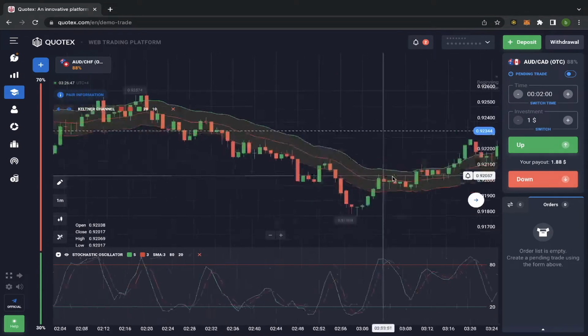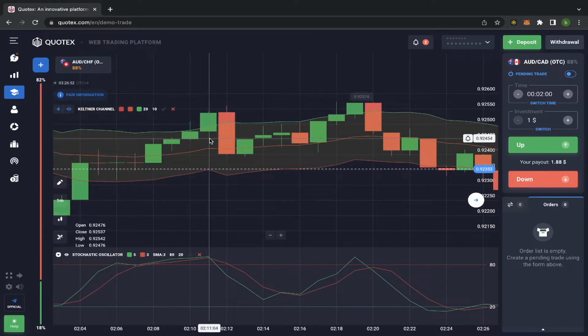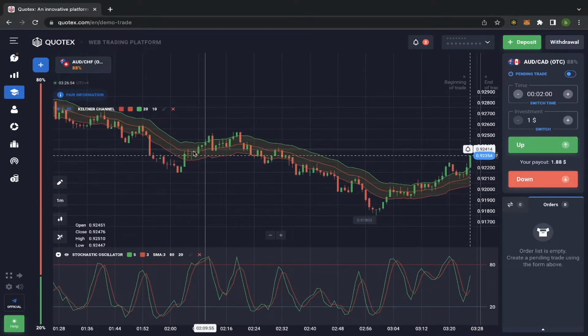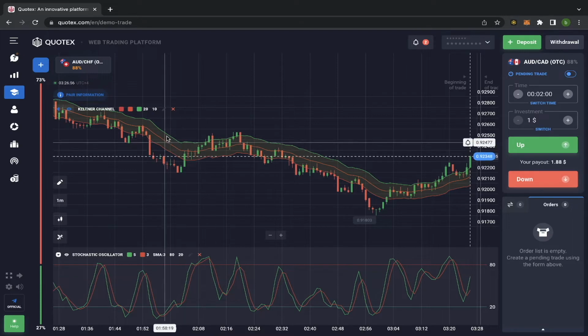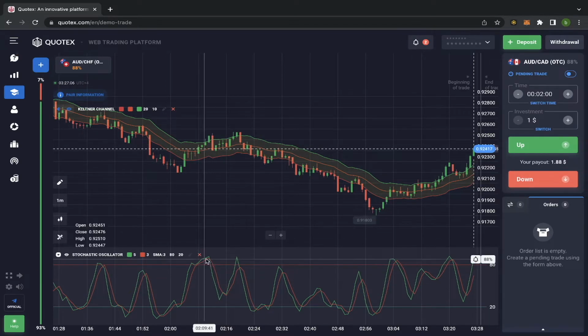So right here, let me just go back. Here, this was a good trade right here. We can see that the candles have broken out of the Keltner channel from the top. This is the first confirmation. Second one, we have the second confirmation. We need to check if it's an overbought market. And if we go down here, we can see that both of the stochastic oscillator lines have crossed the overbought line. This shows that this is an overbought market.